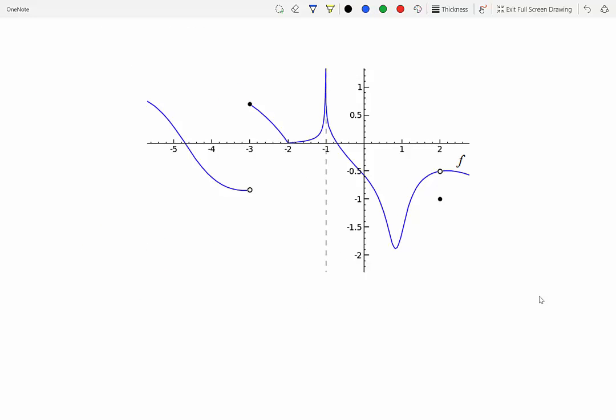Here's another function that has a lot of issues. If you'd like some practice finding points of non-differentiability, try to name all of the x values where we have non-differentiability, or in other words, no slope, and identify what type it is. Good luck, check the comments.